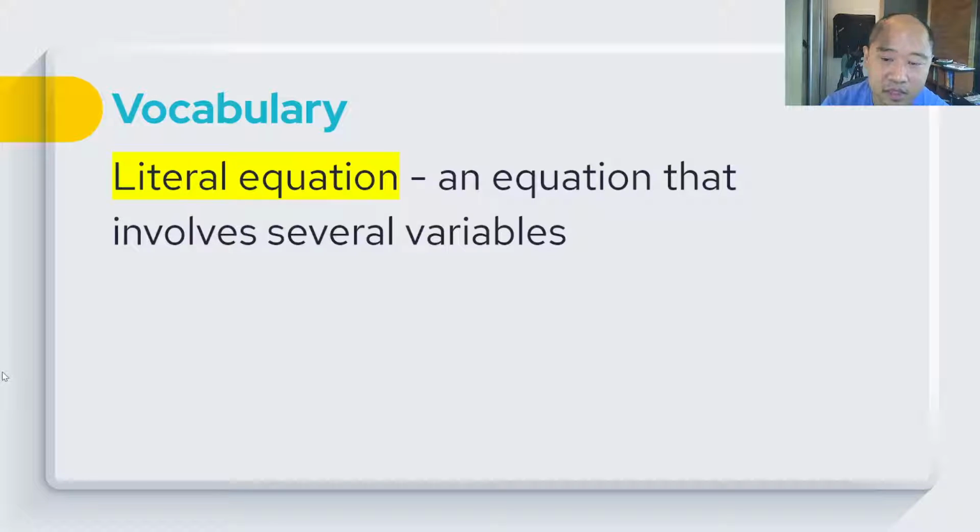All right, a literal equation. This is what this lesson is about. Well, it's an equation that involves several variables. So we've been looking at these equations this entire time.